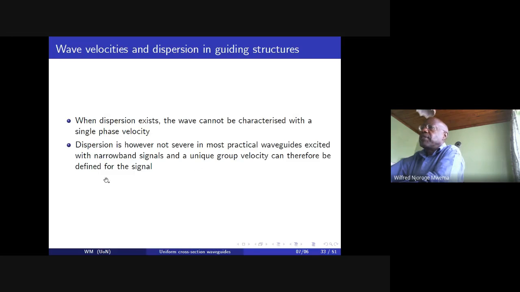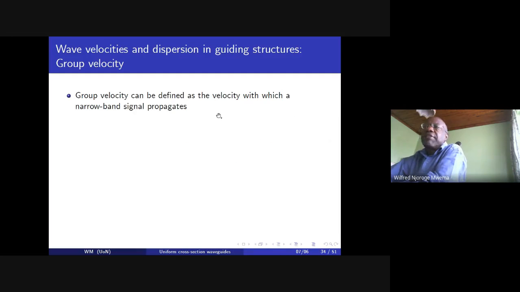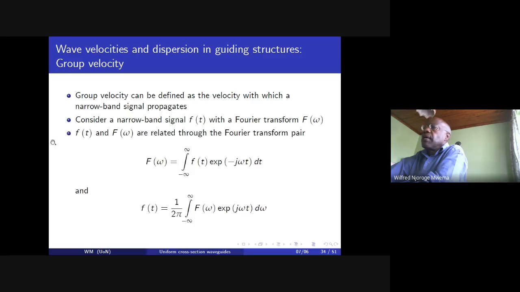And dispersion is, however, not very severe in many practical guides, especially if we drive them with narrow band signals. And a unique group velocity can then be defined for these signals. So group velocity can be defined as the velocity with which a narrow band signal propagates, and we consider a narrow band signal f(t) with a Fourier transform F(j omega). And f(t) and F(omega) will be related through the Fourier transform pair like that. I don't know whether we have covered Fourier transforms in signal processing.